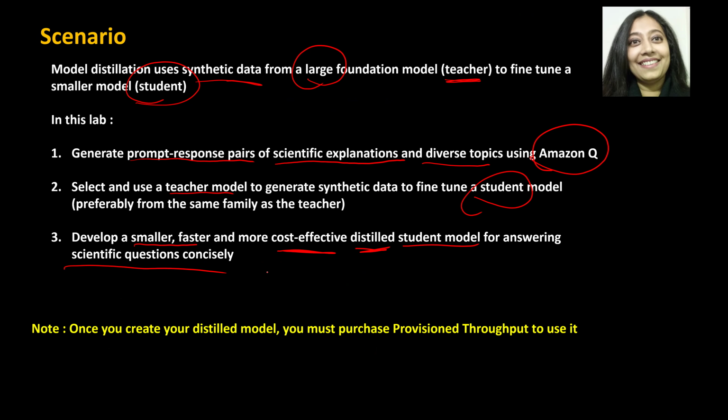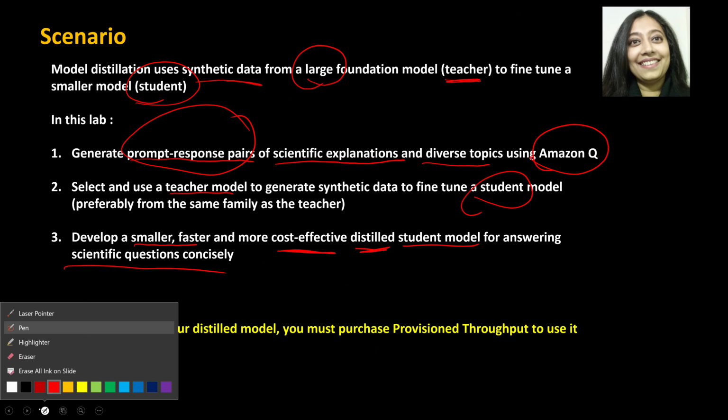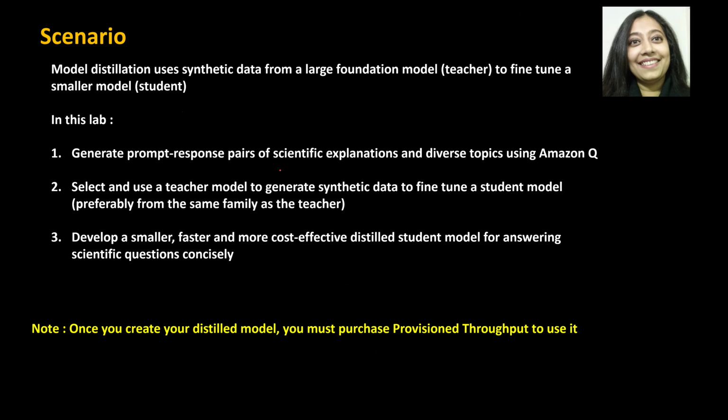The first thing that we are going to do is create these prompt response pairs. And these prompt response pairs are primarily going to be for scientific explanations. Okay, so that's the use case that we are taking. Now, let's say you could have prompt response pairs for something else. Could be for, let's say, financial knowledge, could be for healthcare, depending upon whatever use case you have. I'm just keeping it very simple.